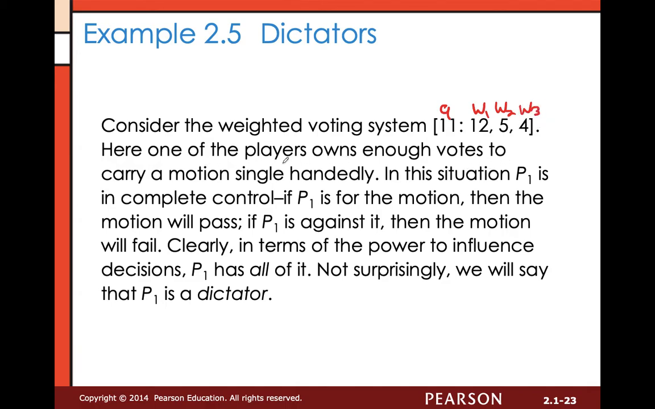Here, one of the players, P1, actually has enough votes to carry a motion single-handedly. In this situation, P1 is in complete control. If P1's for the motion, it passes. If they're against it, then it fails. So clearly, in terms of power, P1 has all the power. And if that happens, then we're going to call P1 a dictator.